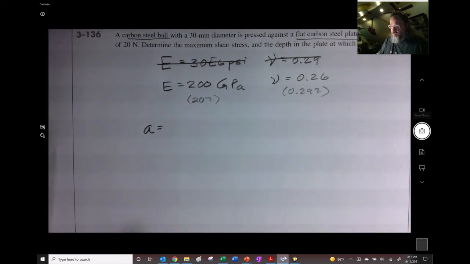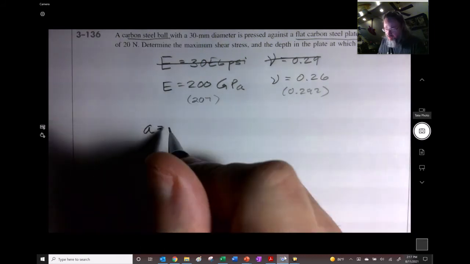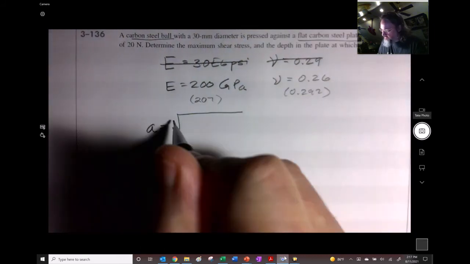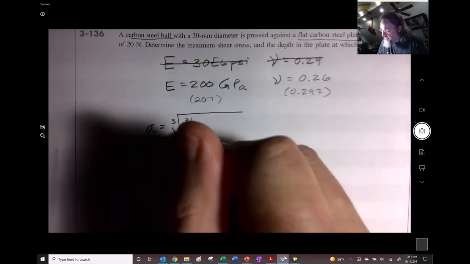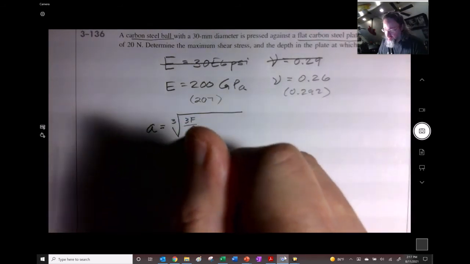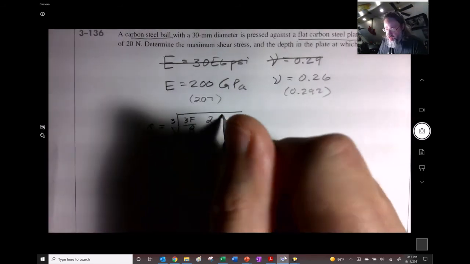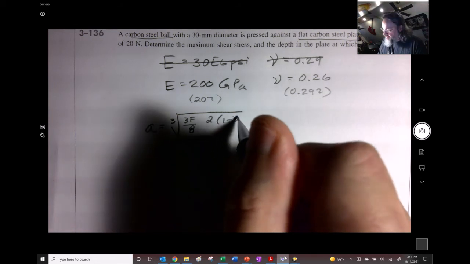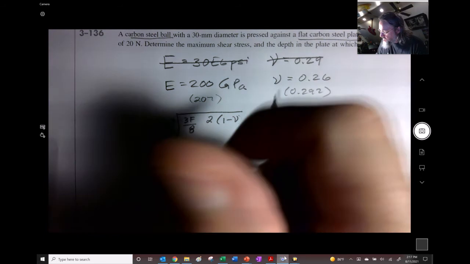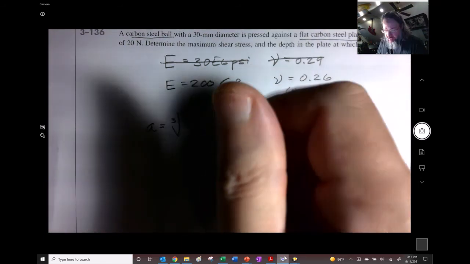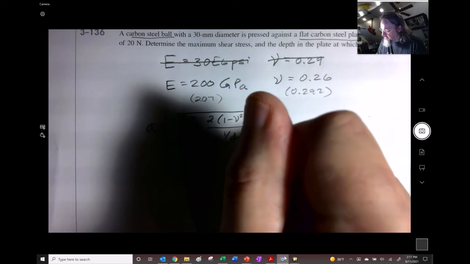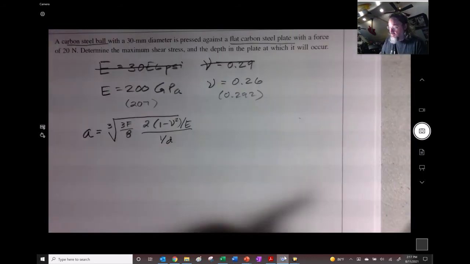Right there, so it's just going to be the cube root of 3F over 8, and then 2 times (1 minus nu squared) divided by E, divided by 1 over d, right?